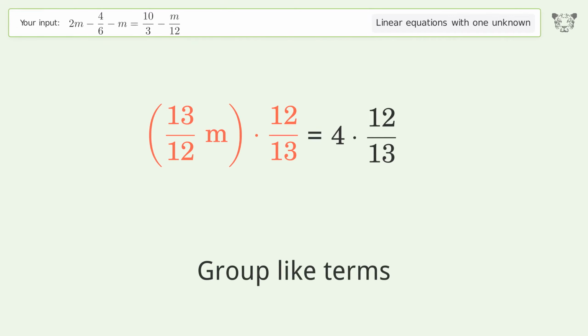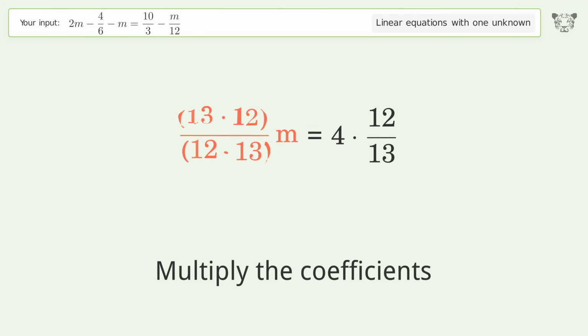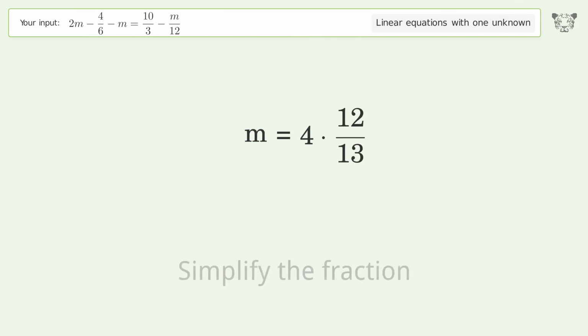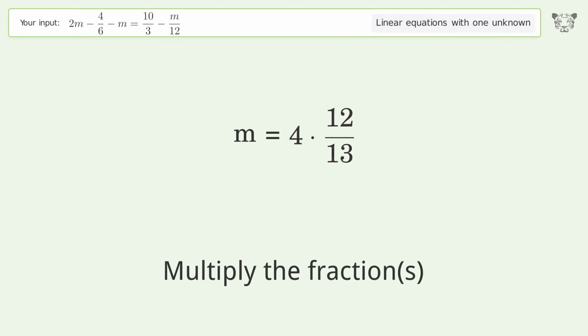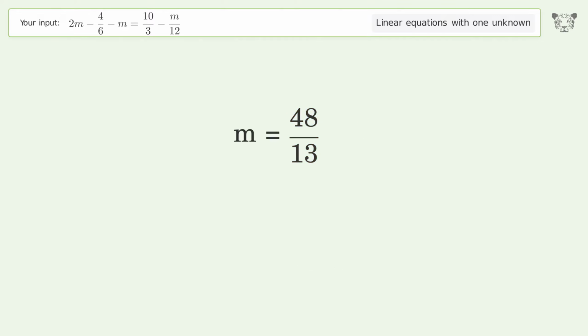Group like terms. Multiply the coefficients. Simplify the fraction. Multiply the fractions. Simplify the arithmetic. And so the final result is m equals 48/13.